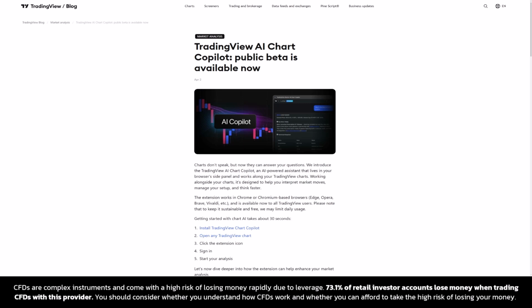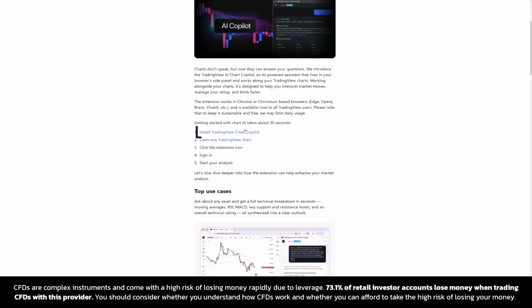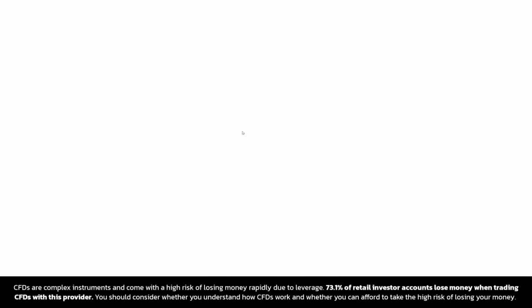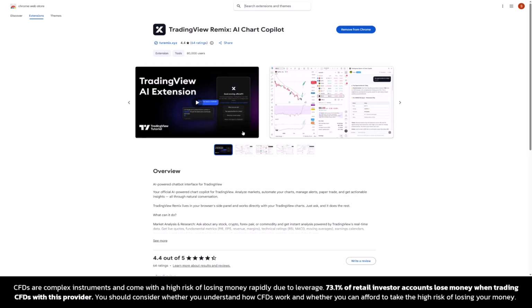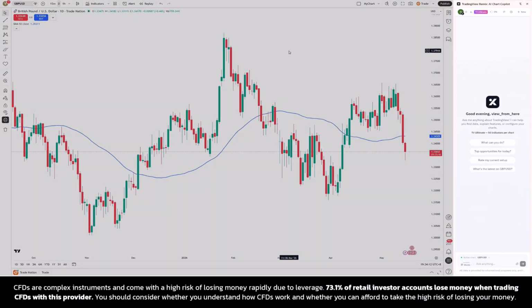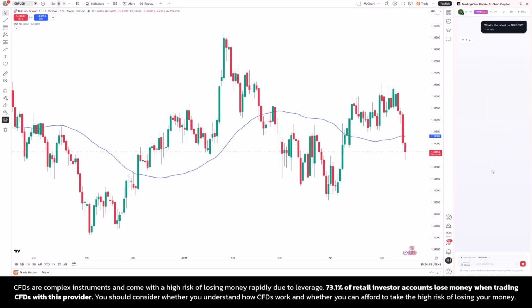TradingView AI Chart Copilot is an AI assistant built to sit alongside a TradingView chart and help make the analysis process more structured. At the time of recording, it is available in beta as a browser extension for Chrome and other Chromium-based browsers. Once it is open beside a chart, the Copilot works through a conversation panel. Instead of moving between the chart, indicators, alerts, news, and screeners separately, you can use the panel to ask questions about the market you are viewing and receive a more organized summary of the available information.